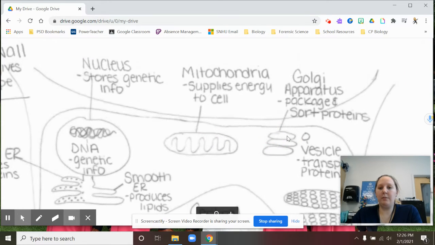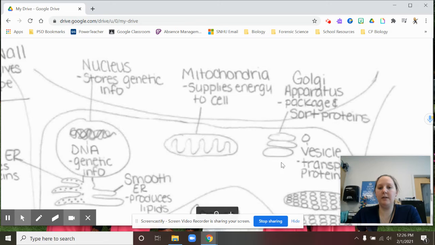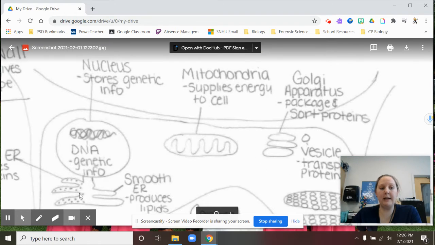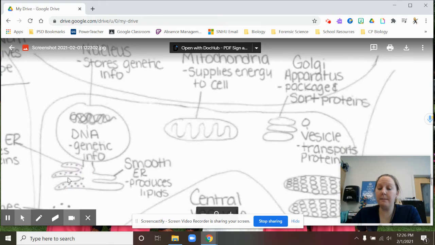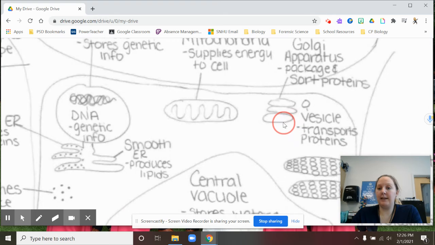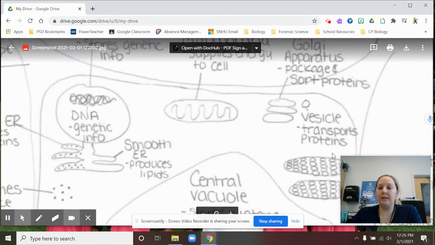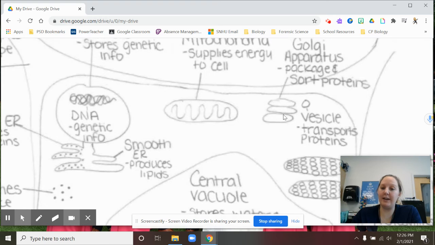The Golgi apparatus, right here, its job is to package and sort proteins that are made at the endoplasmic reticulum. Working in tandem with the Golgi apparatus is the vesicle. The vesicle's job is to transport those proteins to other areas of the cell.